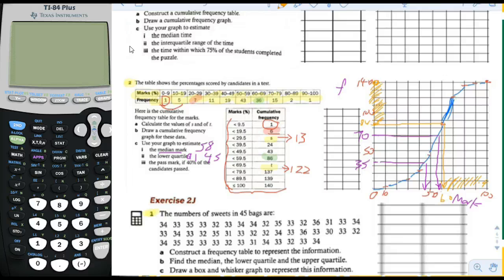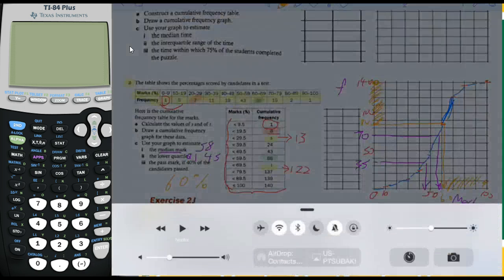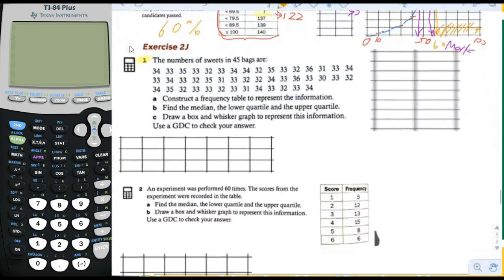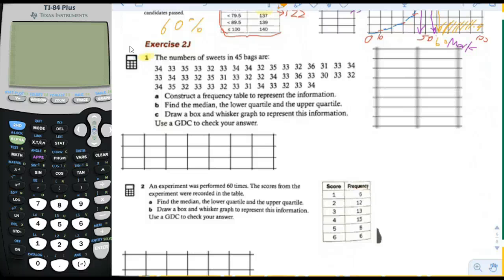So that would be 60 and above. So the pass mark would be 60%. Okay. Now we'll go to number 1 here. And this is kind of a tedious one because it only gives you the data. It doesn't make the frequency table for you. So this is kind of hard to do accurately, so I'm going to do it with you.